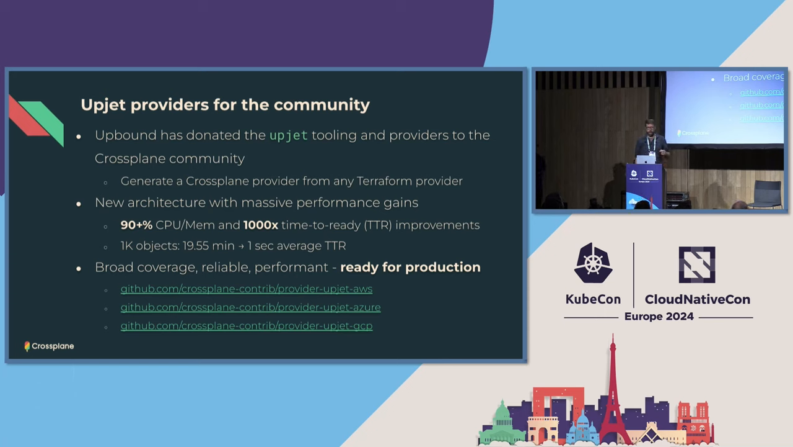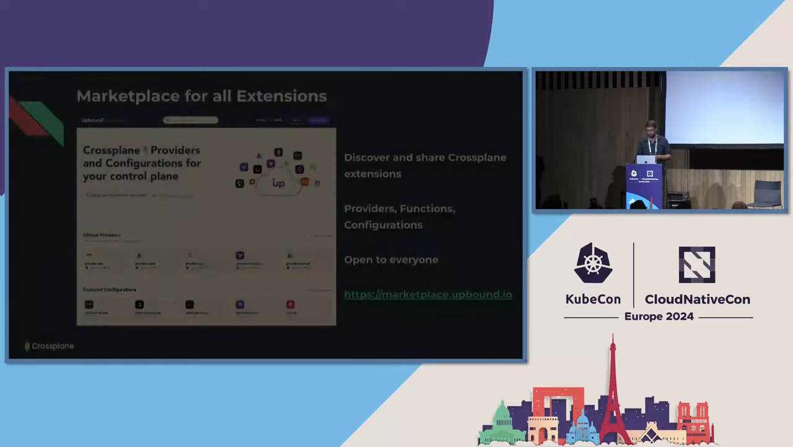Along with that, there was an architecture change in those providers as well, which led to some fairly massive performance improvements. We're talking more than 90% improvements in CPU and memory usage, sometimes 1,000x time to readiness improvements, which maybe says something about how slow it was to begin with. But still, it's fast now. They have a lot of coverage of all the resources, they're reliable, performant, ready for production, and they're part of the Crossplane community now. There are some links there in the Crossplane contrib org to check out those providers. And I think those are definitely ready for folks to be using in production.